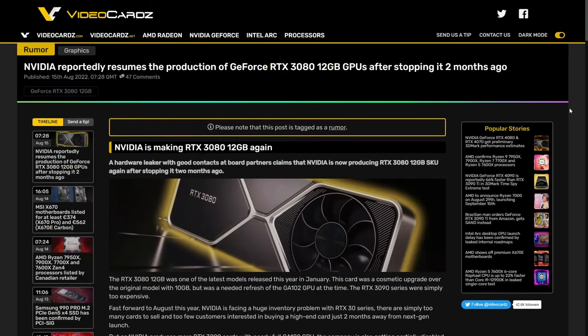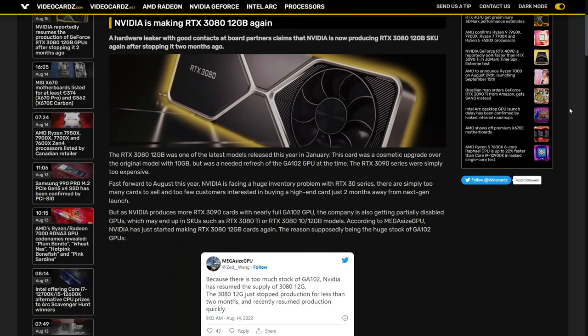And then we have NVIDIA, which has reportedly resumed the production of the RTX 3080 12GB after stopping it almost 2 months ago. This is quite surprising because the next generation of GPUs is just around the corner. And the 3080 12GB was one of the latest models, released this year in January.